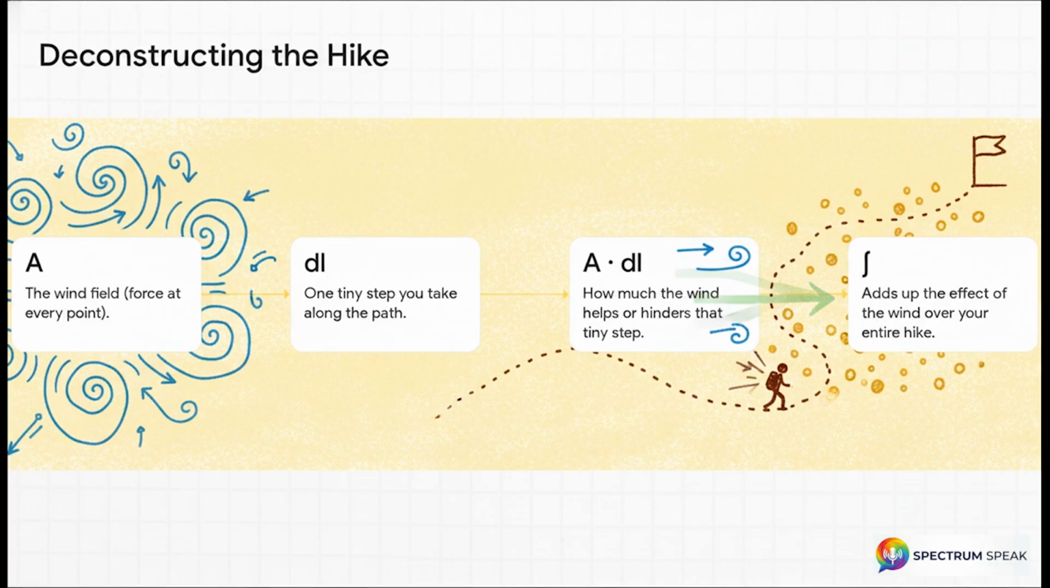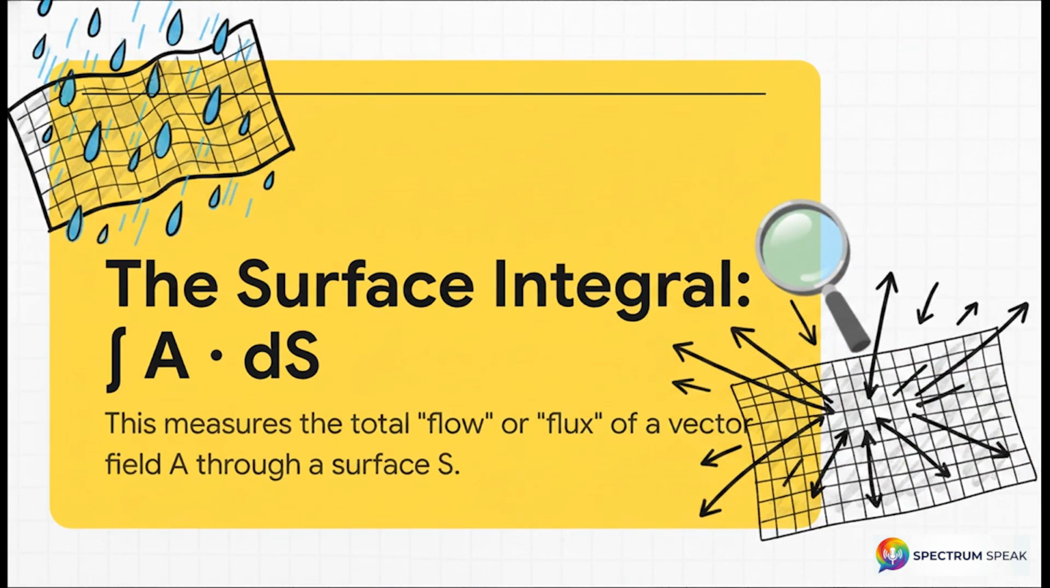And that big squiggly symbol, the integral, well, that's just the add it all up button. It sums up that push for every single step you take on your journey. And this one is our rain through the screen integral. It's designed to measure the total amount of a vector field, A, that's passing or fluxing through some surface, S. It's just like adding up all those raindrops.